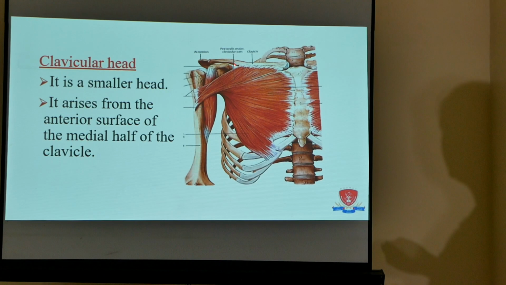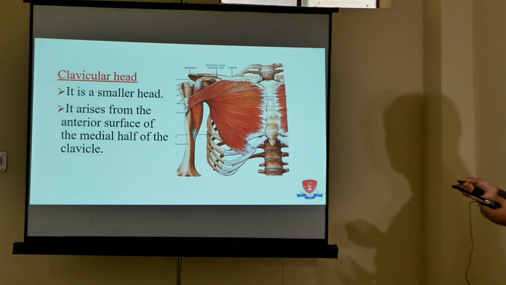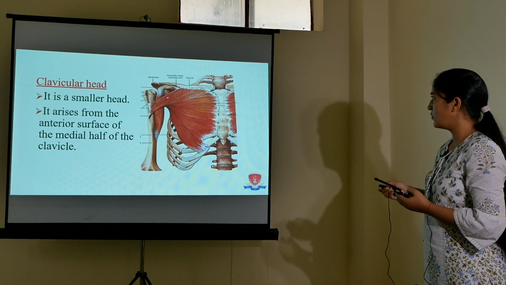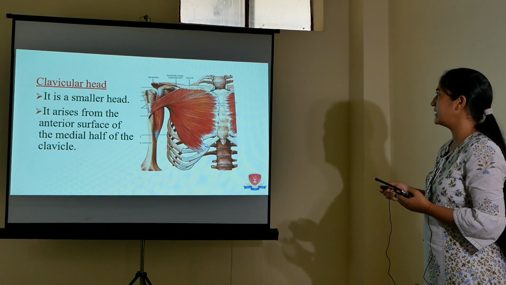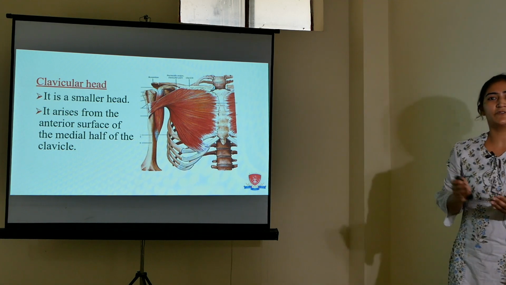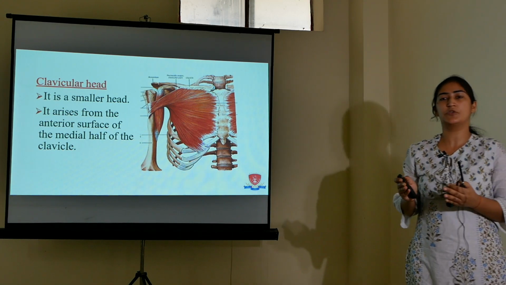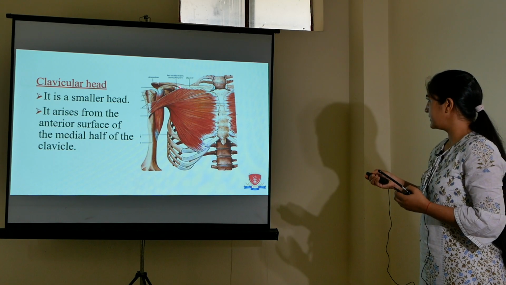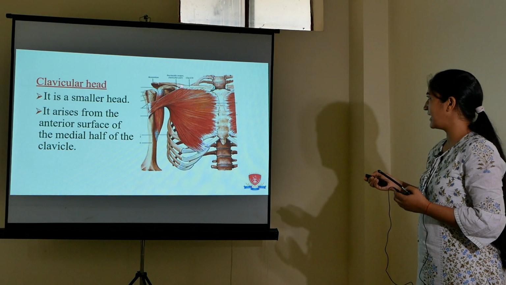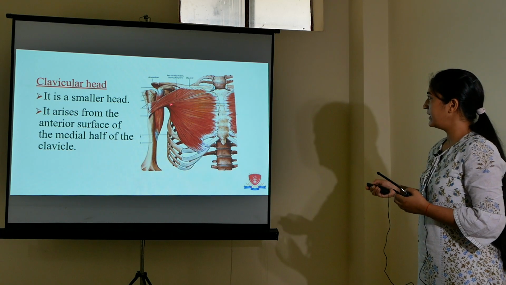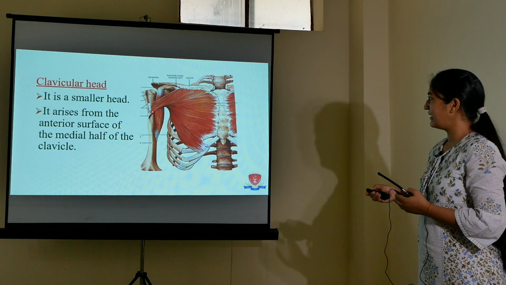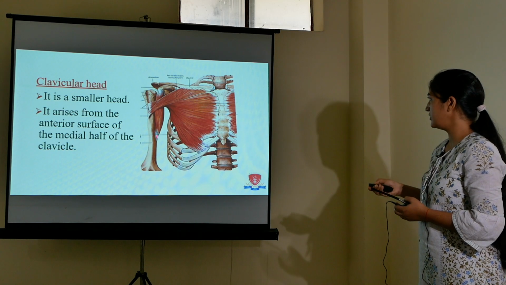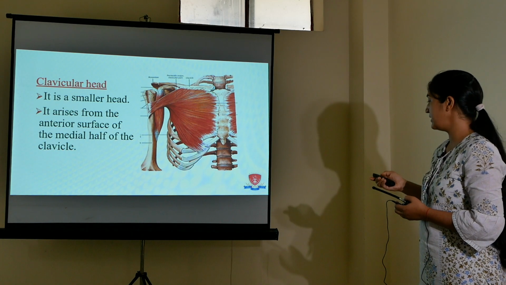Now the clavicular head, if you can see, this is the medial portion of the clavicle, which is a smaller portion of the pectoralis major muscle. This smaller portion which is forming the clavicular head is arising from the anterior half of the clavicle, and that too from the medial portion of the clavicle. Here it is very well depicted. This is the medial half, anterior surface of the clavicle, giving the origin to the anterior fibers, and these are the clavicular fibers.